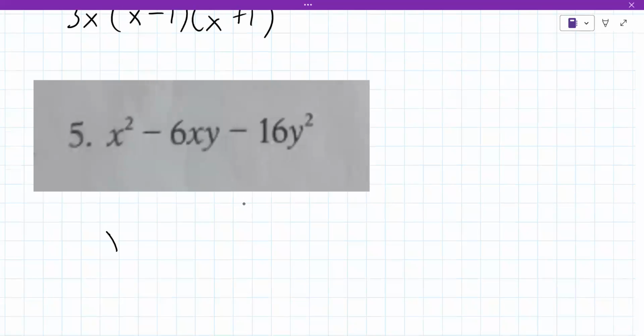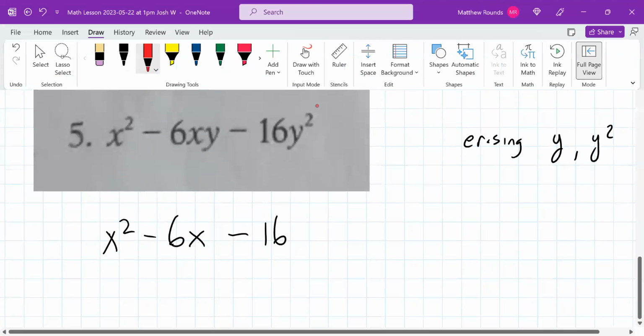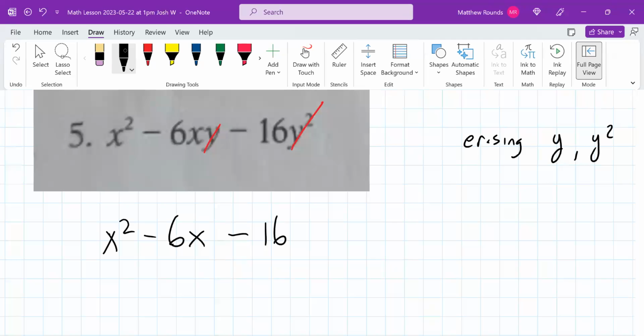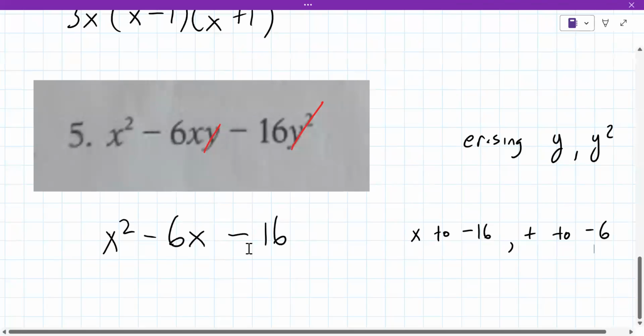So I'm gonna rewrite number 5 in a way that's more doable for you. So notice, I'm just erasing for now. We're gonna put it back, erasing the y and the y squared. I'm just saying ignore those completely. All right. Now you're trying to find two numbers that multiply to minus 16, but they have to add to minus 6.